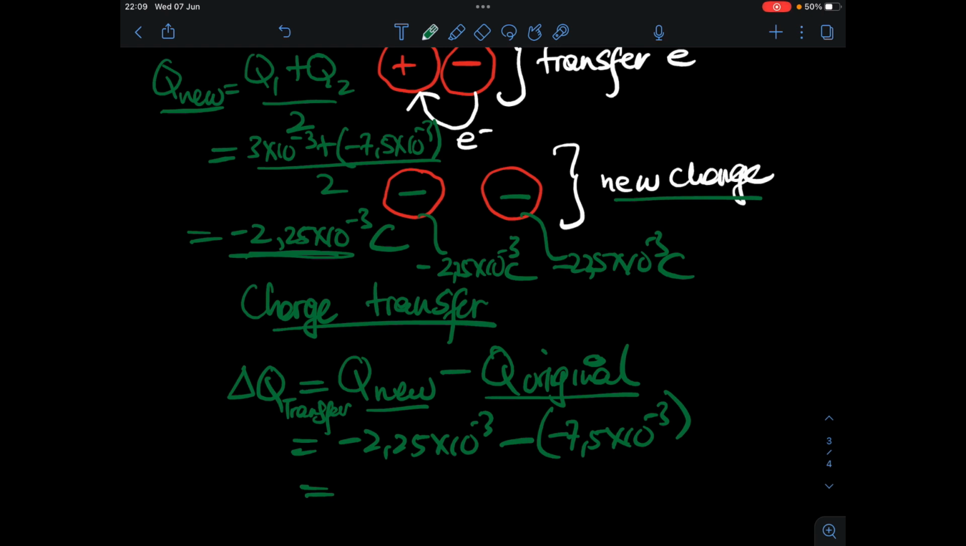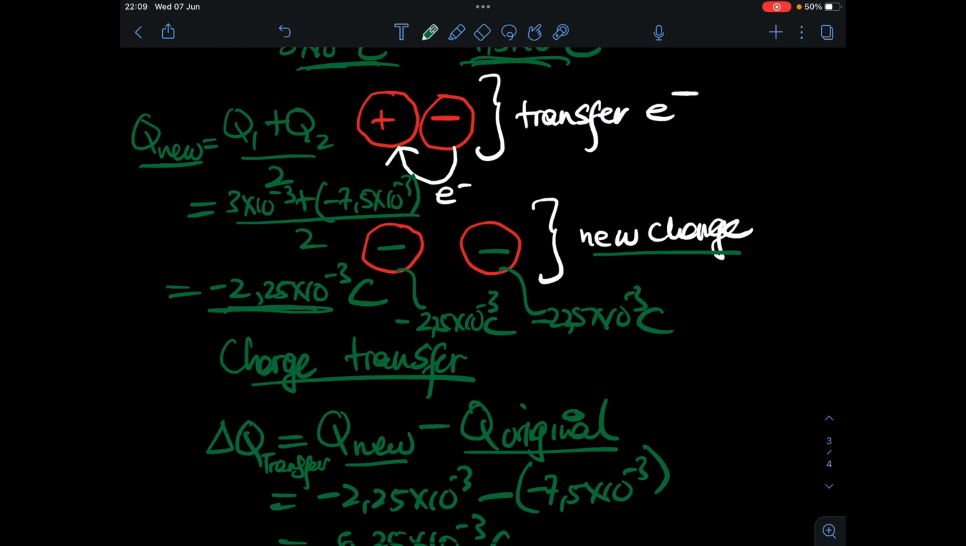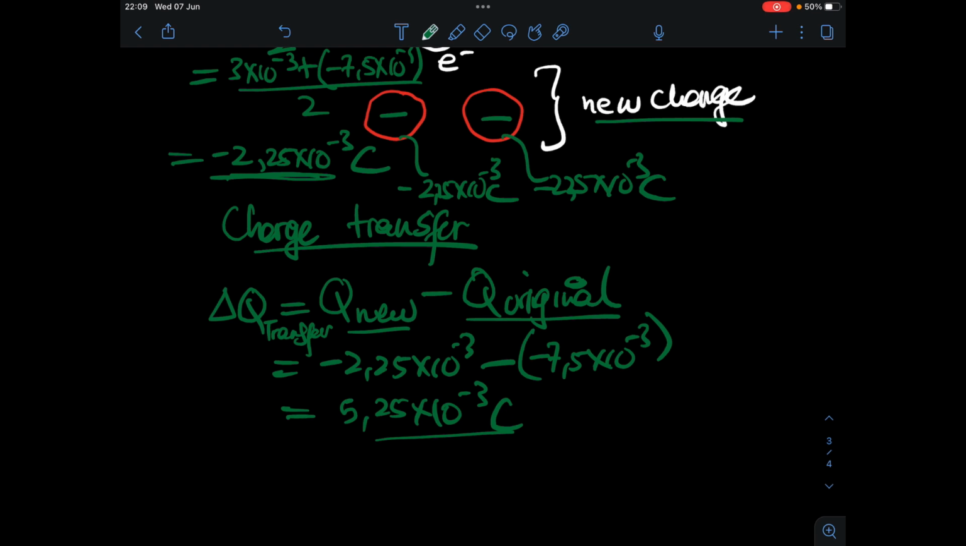You don't have to do the second step there in this calculation, guys. You have to just punch it in the calculator. 2.25 times 10 to the power negative 3 minus bracket minus 7.5 times 10 to the power negative 3, and the answer there is positive 5.25 times 10 to the power negative 3 coulombs. Now, guys, this is an amount of charge that is transferred when charge A was brought into contact with charge B.